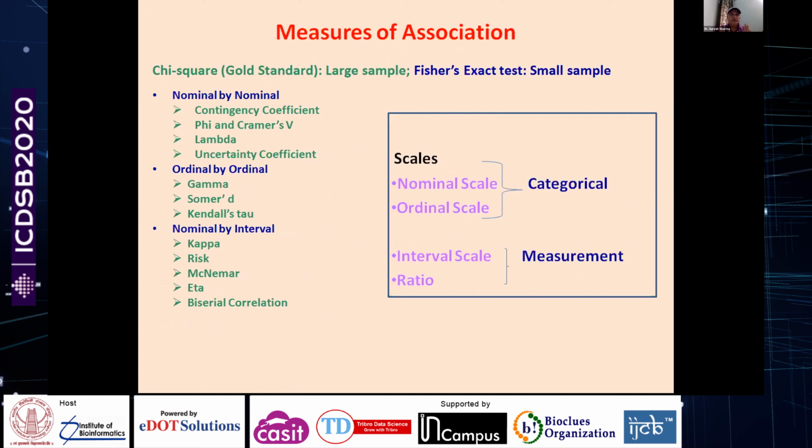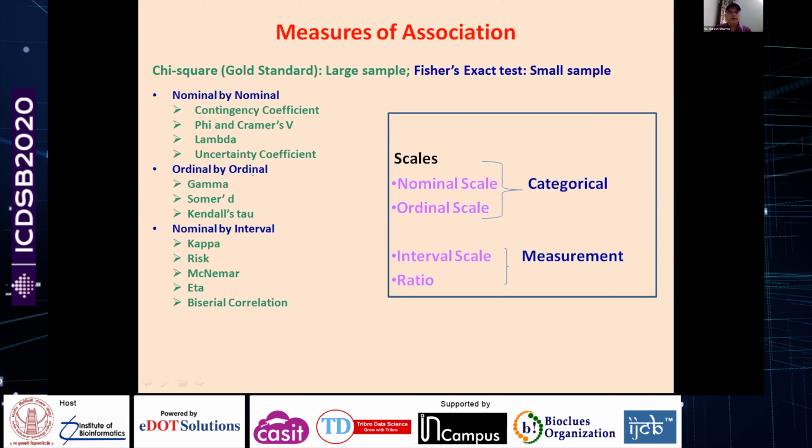Now, if you have nominal by nominal, nominal means like gender or ethnicity, one variable is nominal, another variable is nominal, you cannot compute Karl Pearson's or Spearman's, etc. Then there are different types of correlation. You can compute contingency coefficient, phi and Cramer's V, and lambda coefficient. But the best one of these is the uncertainty coefficient, because it can give you direction also, whether it is negative or positive.